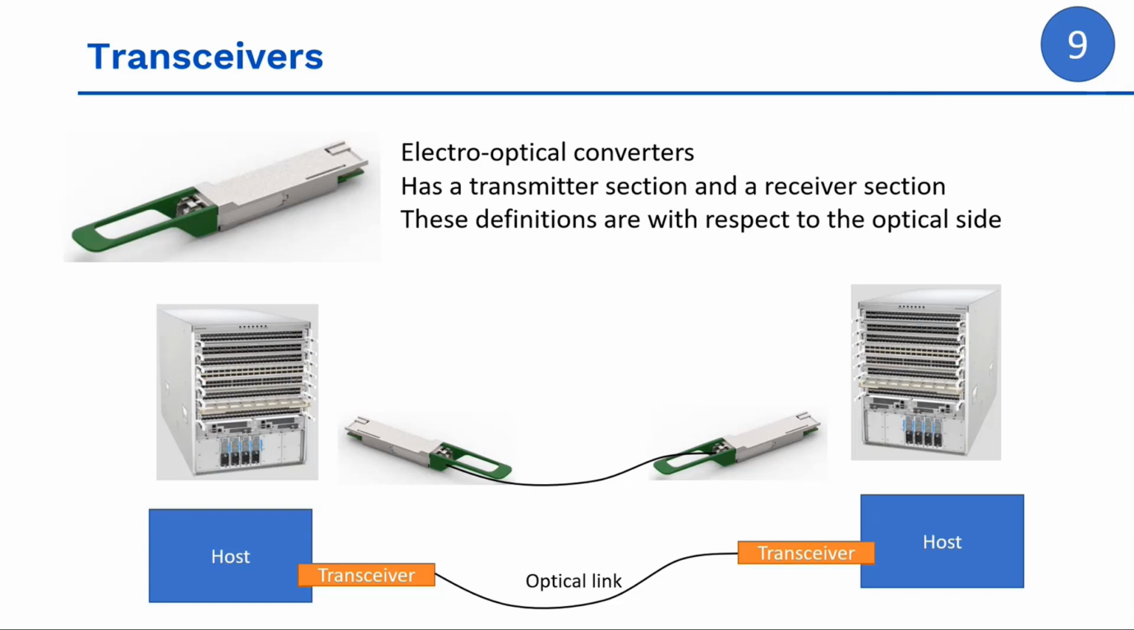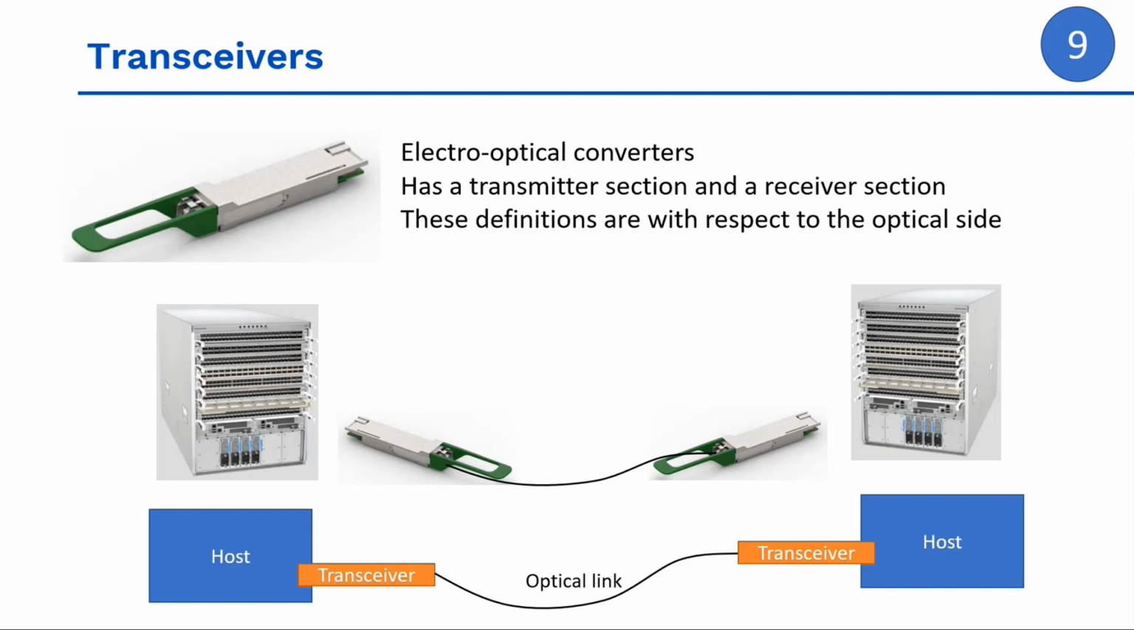Pluggable transceivers are devices about the size of a USB memory stick. They are used in optical communication links. They are simply RF to optical converters and vice versa. The transceiver has both a transmitter section and a receiver section.